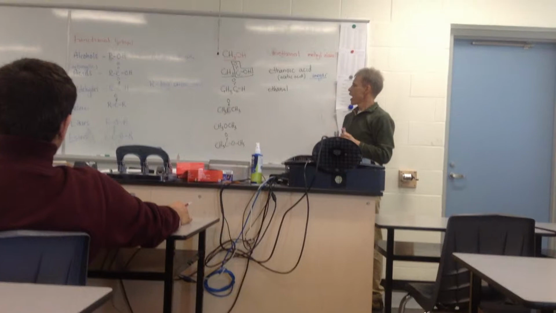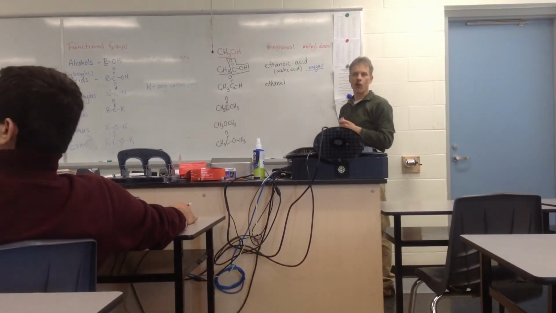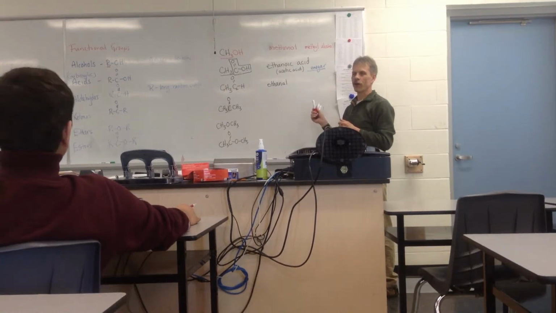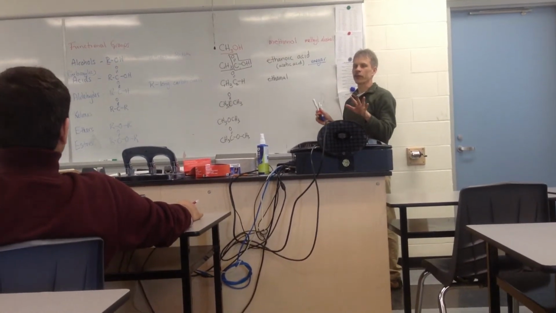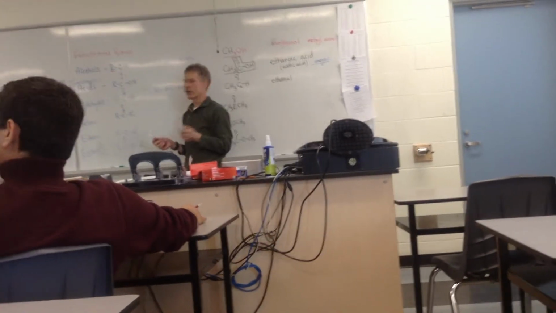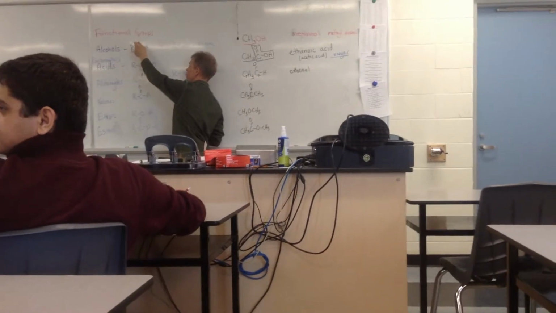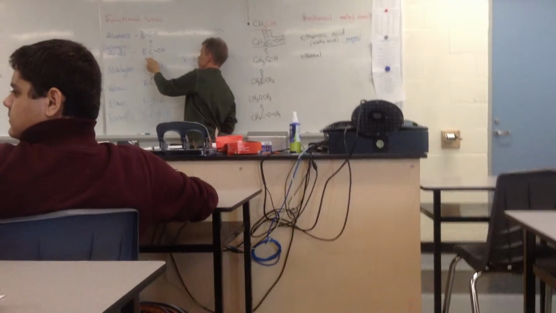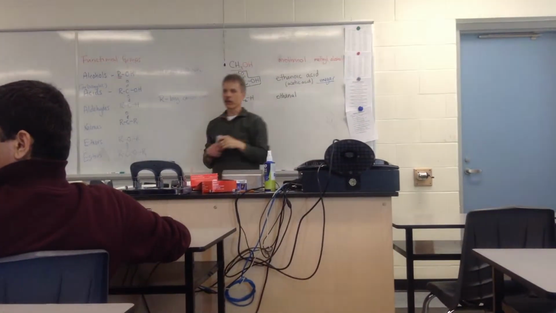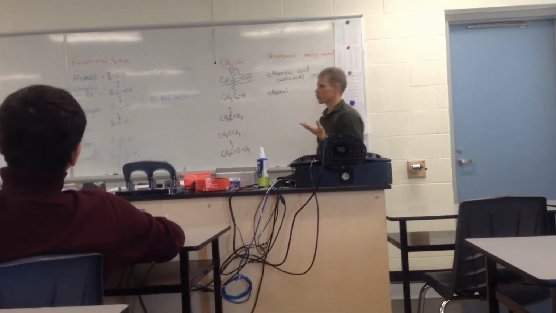Now, the first 3 are pretty straightforward to recognize, because the key thing is they're all at the end. This is the basic. If you look at it, the OH, the C double bond OH, the C double bond H, they're all at the end. Now, what happens when you get in the middle?